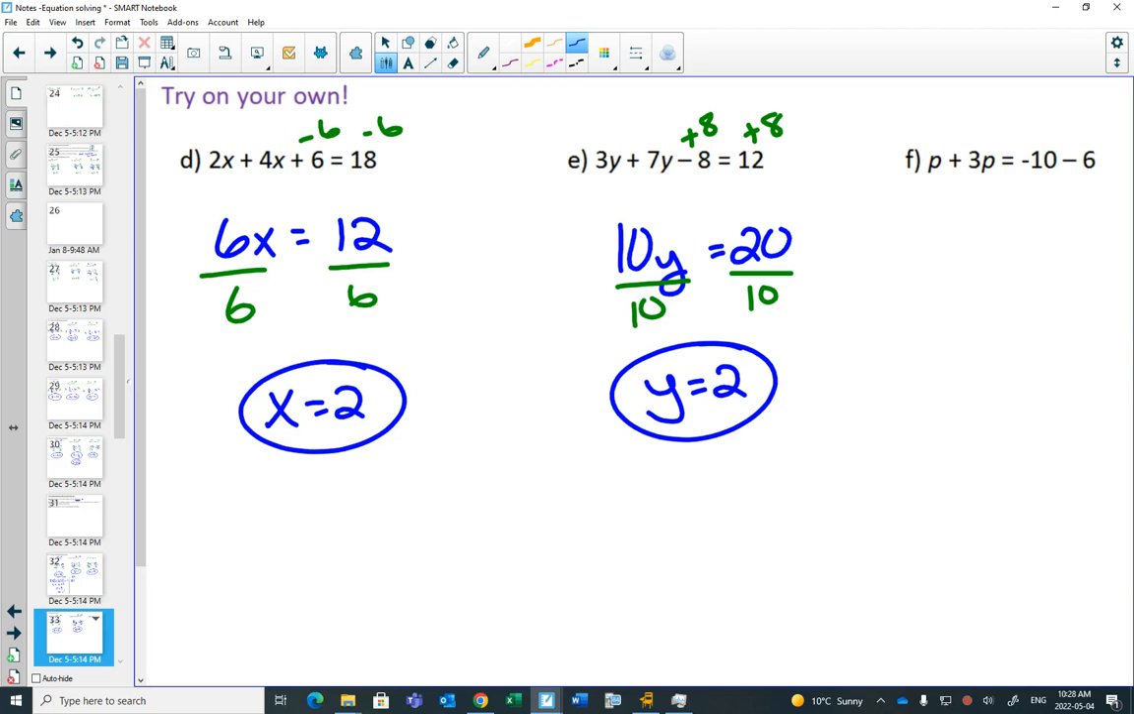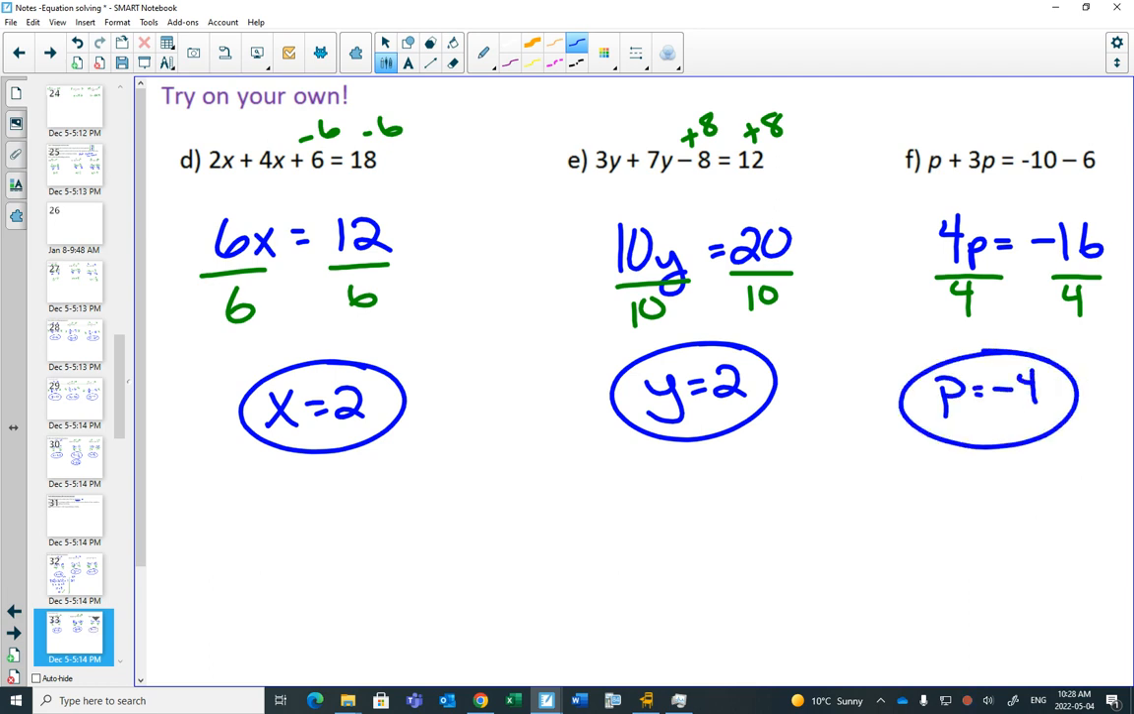Here the like terms are on the same side, so I can just do 3p plus p, which is 4p. Negative 10 minus 6 would give me negative 16. Opposite of multiplying is dividing. And p is equal to negative 4.